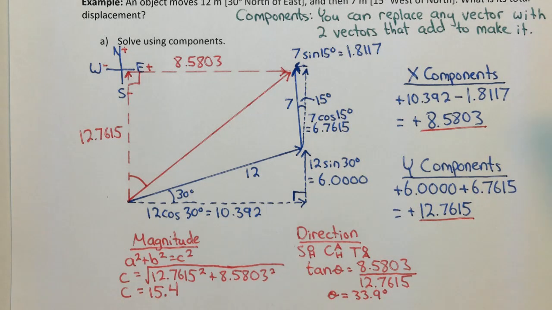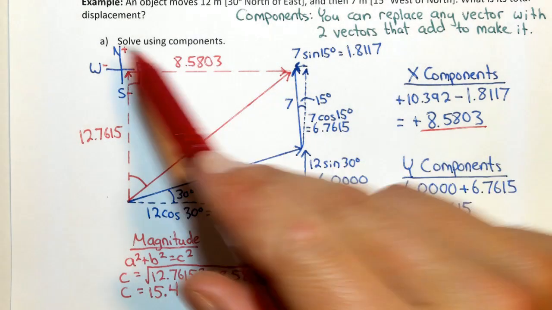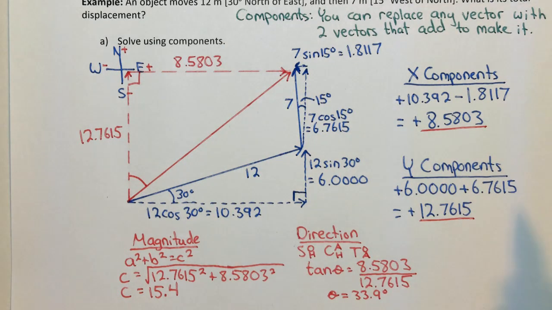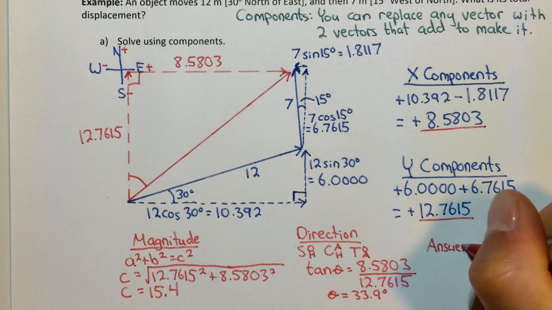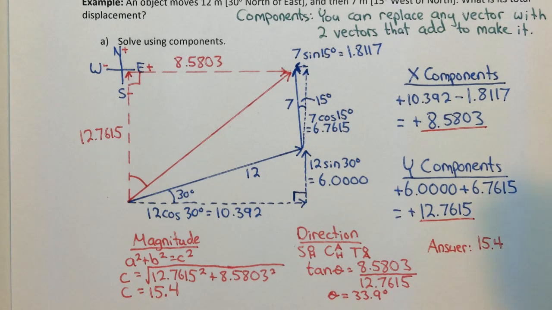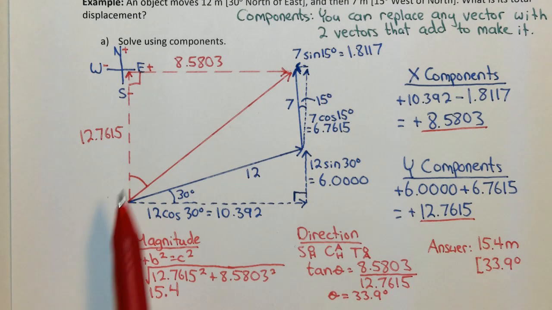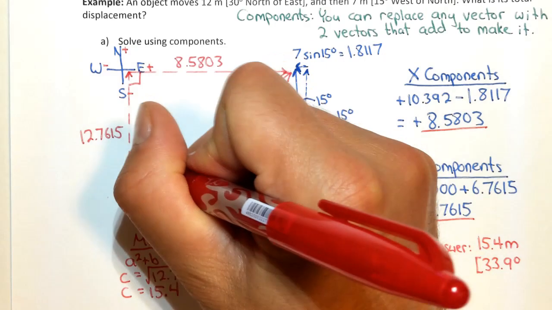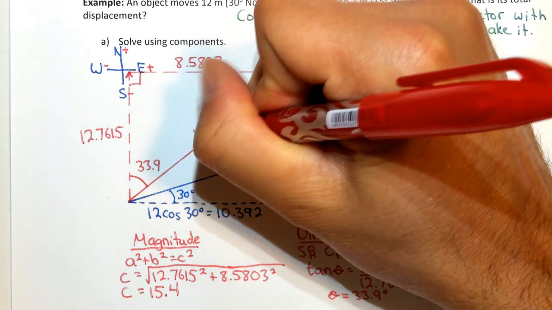So, I have found the magnitude and the direction of my resultant. I've answered this problem using the component method. So my final answer is 15.4 meters with a direction of 33.9 degrees. And so this angle here is 33.9. I'll fill that in. And I'll even put my 15.4 in too.